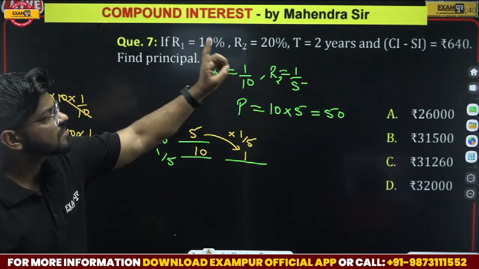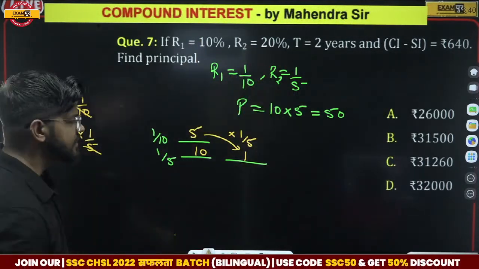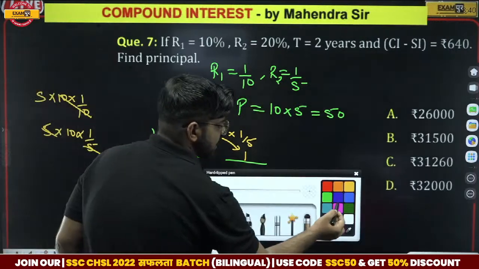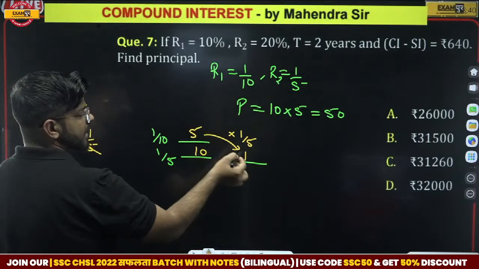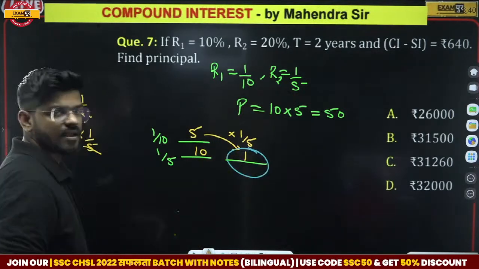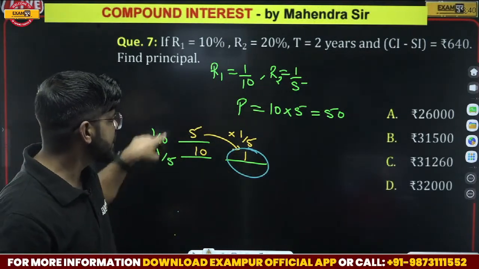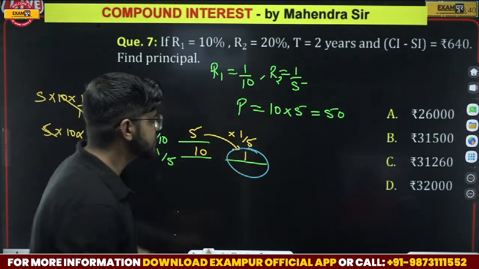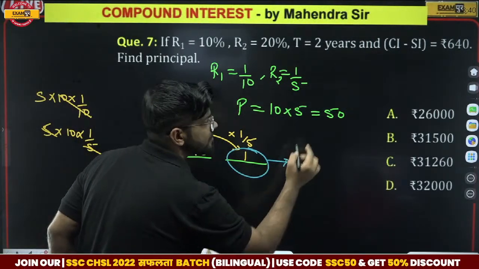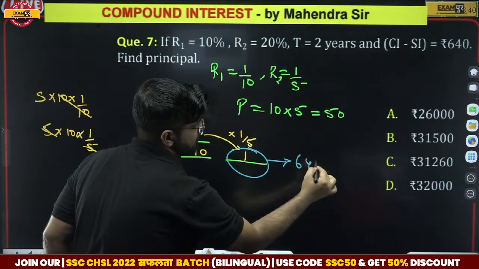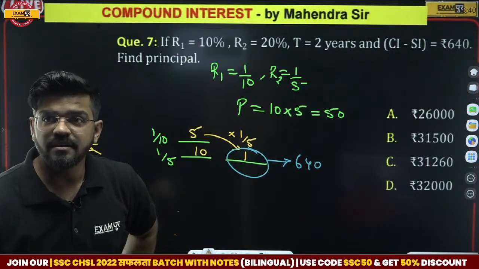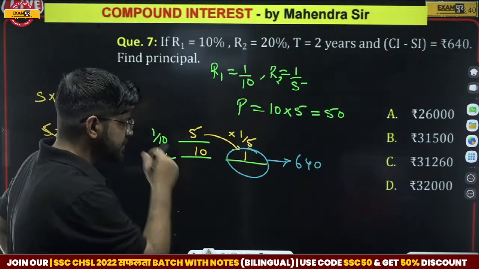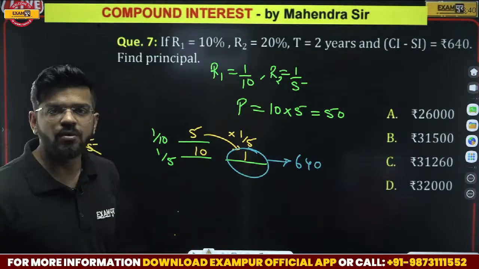Now CI minus SI is 640. You know that CI minus SI is nothing but this thing. The whole thing is CI, this thing is SI, and this is CI minus SI, and it is given as 640. Clear to all of you? Manoj is saying 32,000. Superb. So one value is equal to 640.